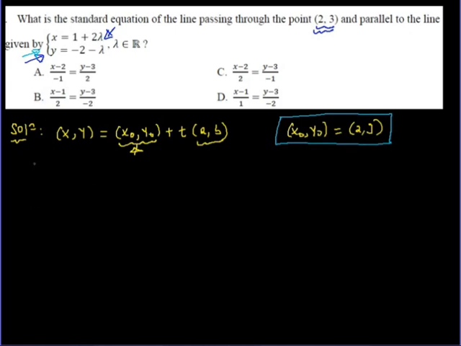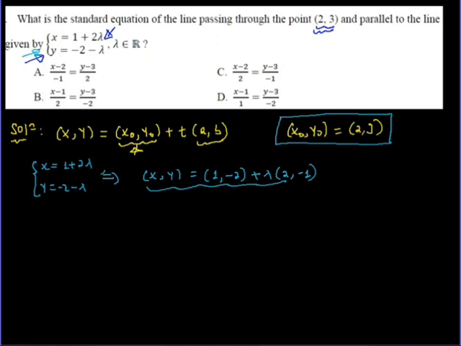We can obtain this from another vector which is parallel to the given line. So this parametric equation of a line should be converted first. x is equal to 1 plus 2 lambda, and y is equal to minus 2 minus lambda, which can be written as (x, y) equals (1, minus 2) plus lambda times (2, minus 1). Okay, this is the vector equation of the given parametric representation of the line. So from this we can see that the direction vector is (2, minus 1), which is parallel to the required line. So we can take this (2, minus 1) as (a, b).